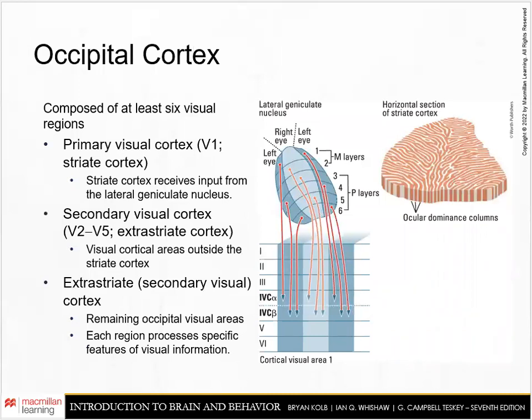The occipital cortex is composed of at least 6 visual regions. There's the primary visual cortex, which we abbreviate or may call V1. This is the striate cortex, which receives the input from the lateral geniculate nucleus that we just went over. There's also the secondary visual cortex, V2 through V5. These are the extrastriate cortex, another name for it. These are the visual cortical areas outside of the striate cortex, the remaining occipital visual areas. And each region processes specific features of the visual information.